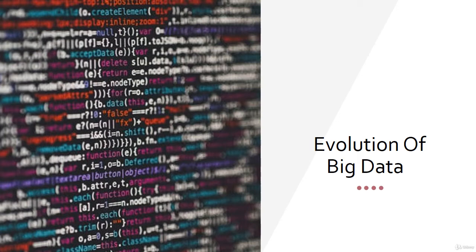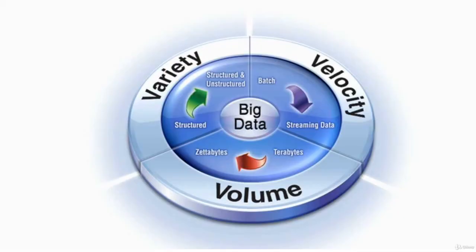A major breakthrough happened when in year 2003 and 2004, Google released two papers, Google File System and Google MapReduce, to show how the storage problems associated with this big data can be solved. Big data has three main characteristics: volume, that is amount of data; velocity, that is speed of data in and out; and variety, that is range of data types and sources.